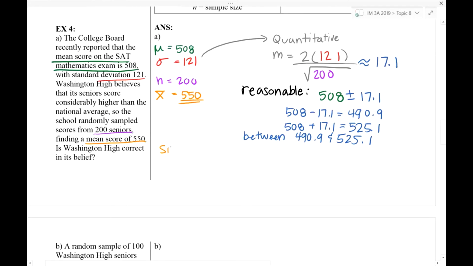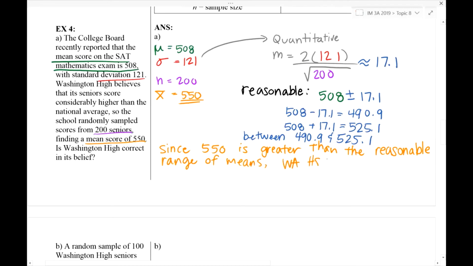Since 550 is greater than the reasonable range of means, Washington High School is correct that their seniors did much better.